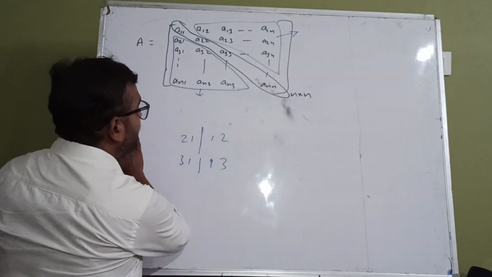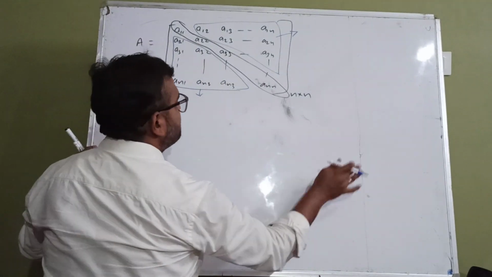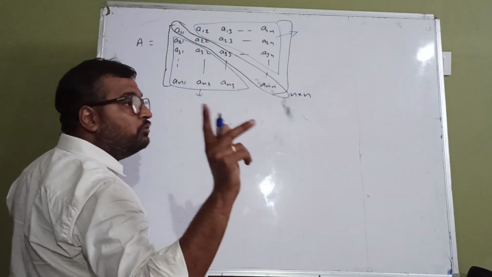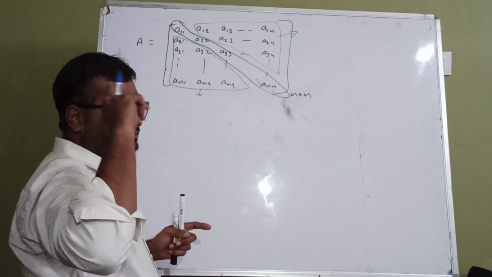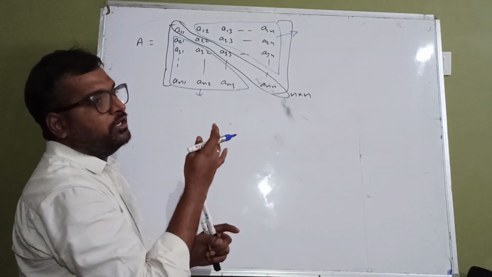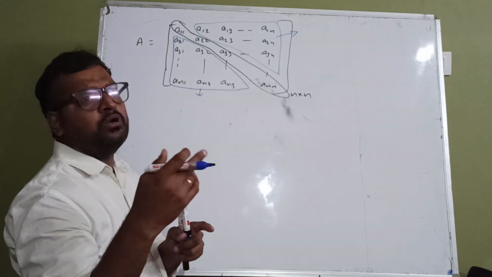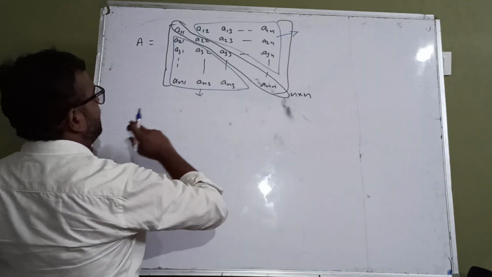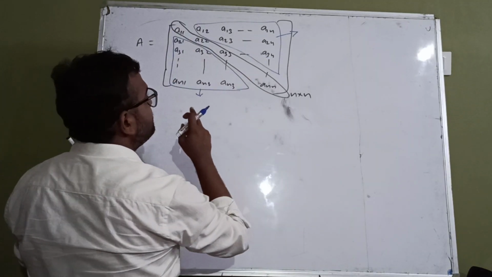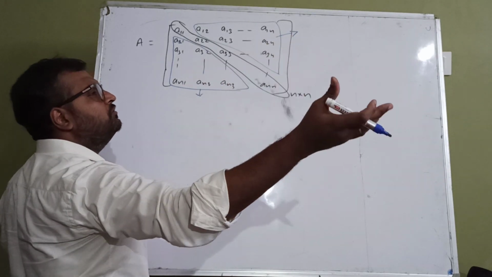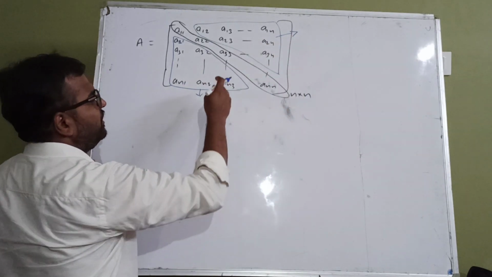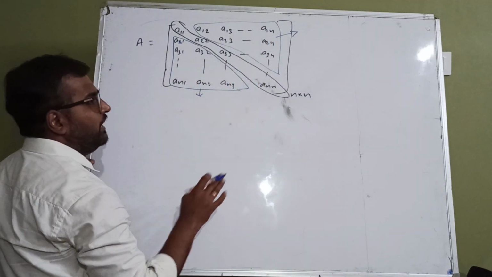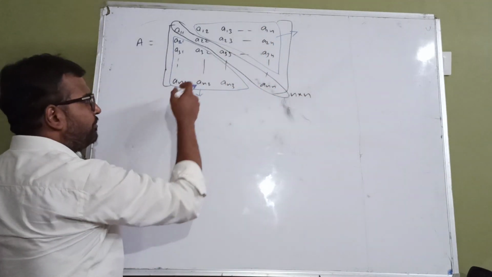Clear? Now, what we are going to discuss: to be a triangular matrix, I am repeating here, it must be lower or it can be upper. If a triangular matrix is a lower triangular matrix, then definitely all the upper part will be 0. And if it is upper triangular, then the lower part will be 0.